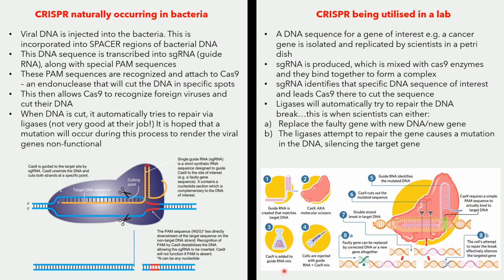Cas9 is added to the guide RNA mix, we make that complex, and that mix is injected into cells. Guide RNA identifies the mutated gene, Cas9 cuts out the mutated sequence, there's a double-stranded break in the target DNA, as you can see down here. Then we can either have a faulty gene be replaced by a corrected gene or a new gene altogether, or we can allow the cells to attempt to repair it and hope that a mutation occurs, silencing it.